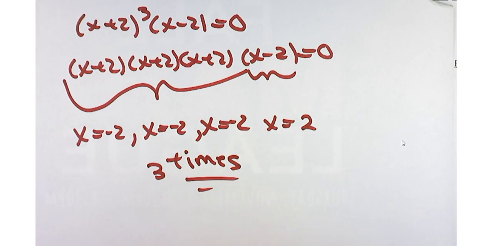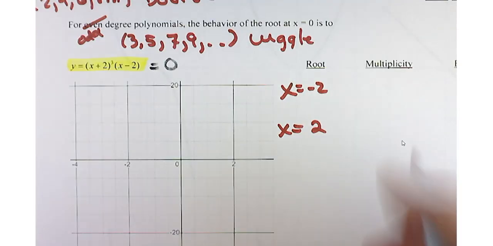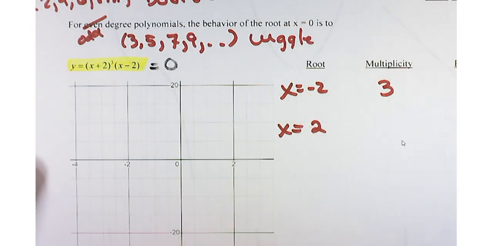But this occurs as a root 3 times. And that's what we call the multiplicity. How many times does it occur as a root? Well, it occurs as a root with multiplicity 3. How about x equal 2? What's the multiplicity of that root? 1. Thank you, Nick. 1.